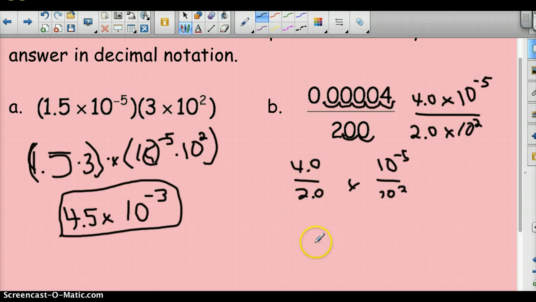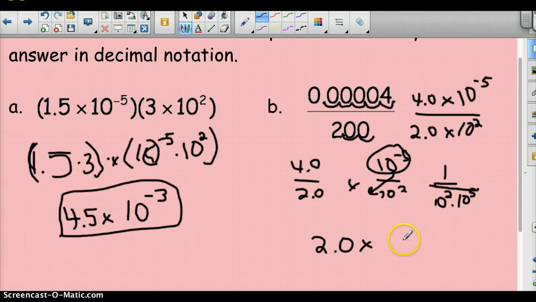Moving on, 4 divided by 2 is 2, so the base will be 2.0. And 10 to the negative 5, these negatives would go downstairs, so you'd end up with 10 squared and 10 to the 5th downstairs. And there's nothing upstairs, so we would write a 1. Finally, we add them. 2 plus 5 is going to be 7. This is 1 over 10 to the 7th power, which is the same thing as 10 to the negative 7.